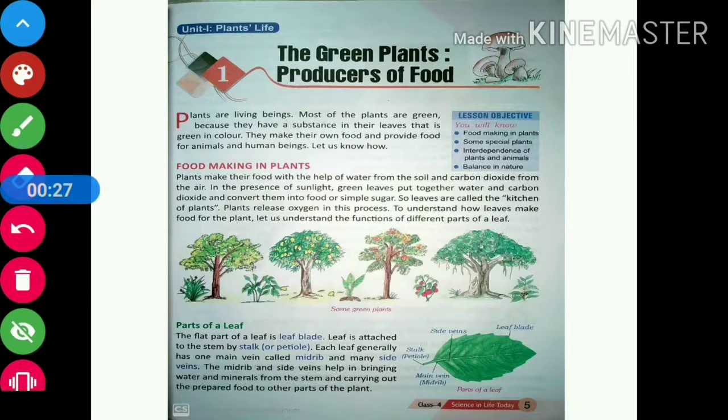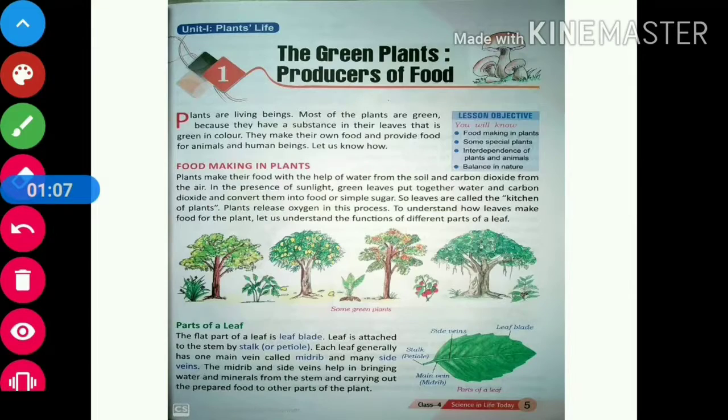So we know that green plants make their own food. But do you know leaves are called the kitchen of plants? Let us find out why this is so. This is because in the presence of sunlight, green leaves put together water and carbon dioxide and convert them into food, or simple sugar. So, leaves are the ones that make the food for the plant. That is why they are called the kitchen of plants.